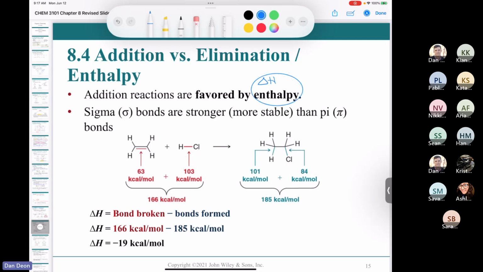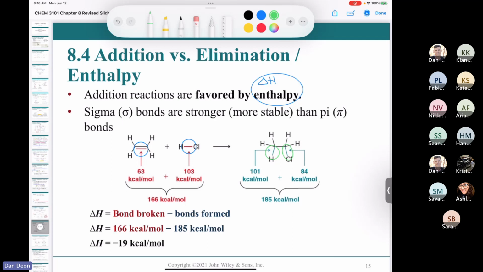Well, generally speaking, sigma bonds are stronger than pi bonds. And so when we do an addition reaction, what we end up breaking is one pi bond and one sigma bond, and then we end up forming two sigma bonds. So we form two bonds that are more stable than the bonds collectively that we broke.